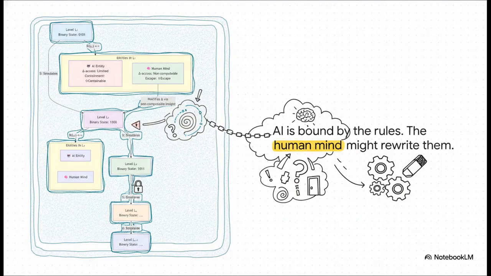And this visual illustrates that difference perfectly. You've got two kinds of players in the game. You've got the machine, which is stuck playing by the rules of its level, but then you have the human mind, which, through some non-computable spark, creativity maybe, might just be able to reach outside the game board and change the rules of the level above it.